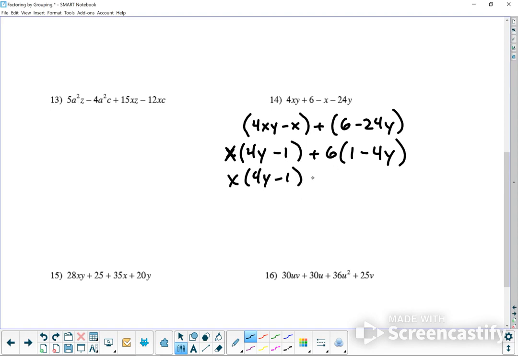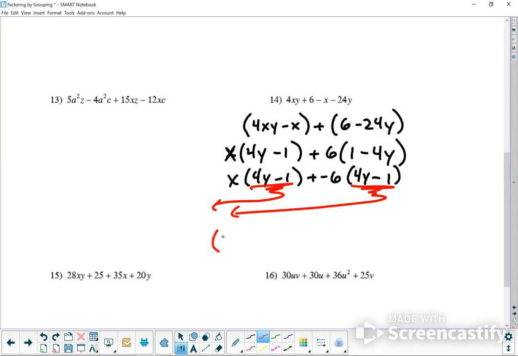And we factor out one more negative 1, that'll be negative 6, right? And the negative 1 divided by negative 1 would be negative 1. Negative 4y divided by negative 1 would be positive 4y. So it actually just switches them around. And now you can see that these are the same.